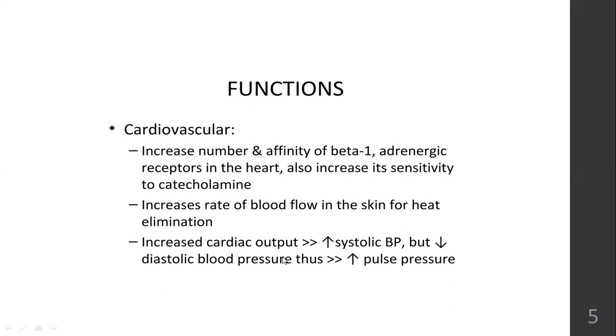And increased cardiac output, there will be increase in the systolic BP, high BP, but decrease in the diastolic pressure. Okay, thus pulse pressure will be high. Systolic BP is the upper part of the BP. When we say normal BP 120 by 80, 120 is the systolic BP. When your heart is contracting, okay, the pressure that heart has, that is systolic. When the heart is relaxing, the pressure that heart puts on the vessels, okay, that is diastolic.